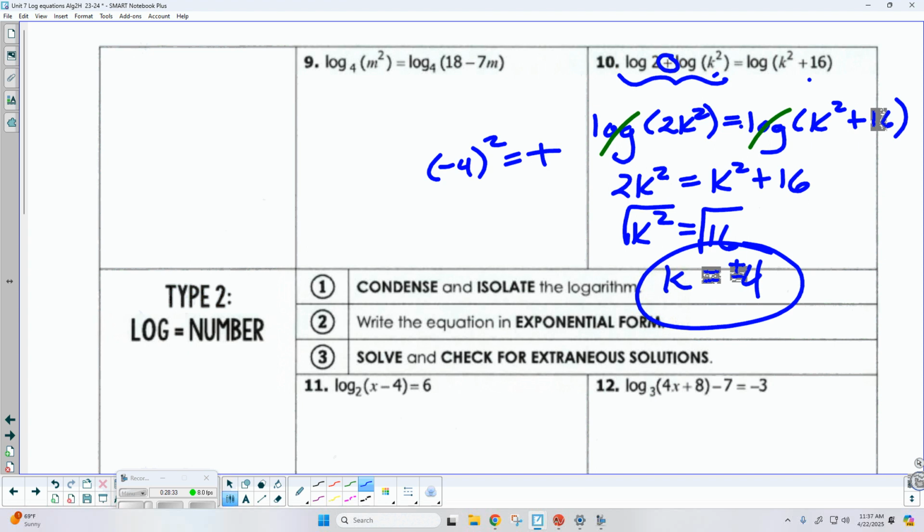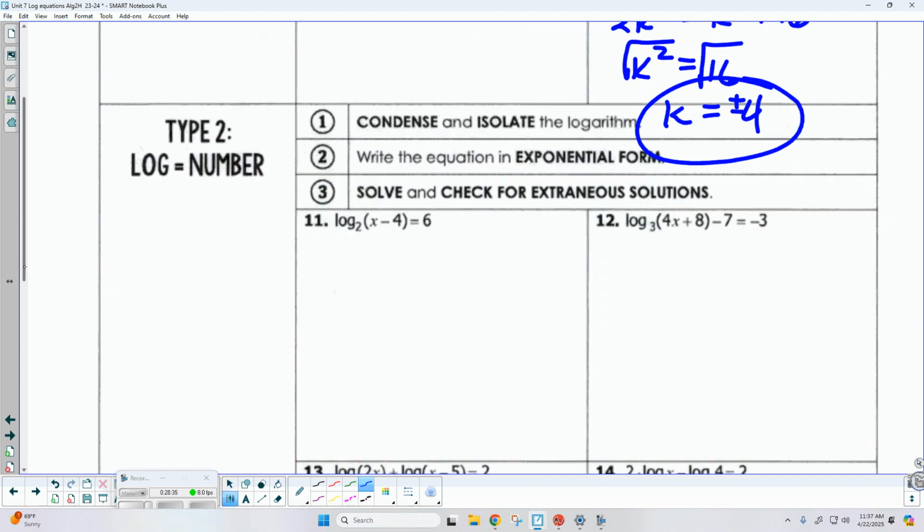Here is a second type of equation. So it's not log equals log anymore. It's going to be a log equals some number. Okay, so step 1 says condense and isolate the log. Number 2, write the equation in an exponential form, so we want to convert it. And then number 3, solve and check for extraneous solutions. Okay, so take a look at number 11.